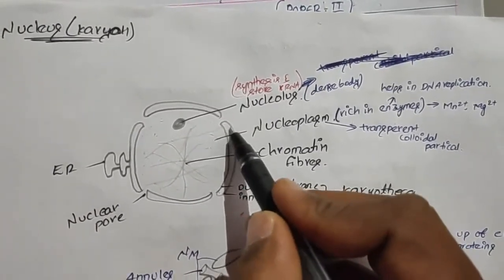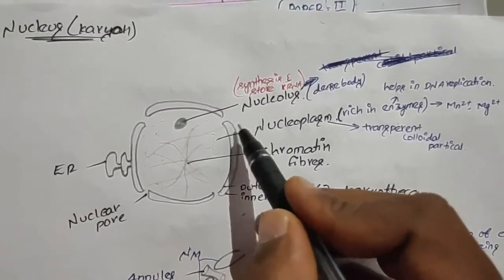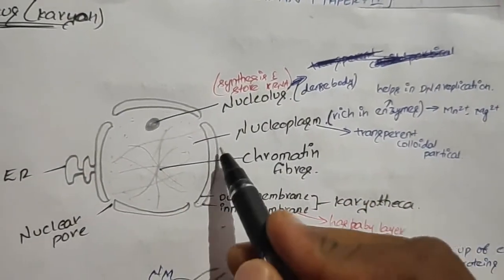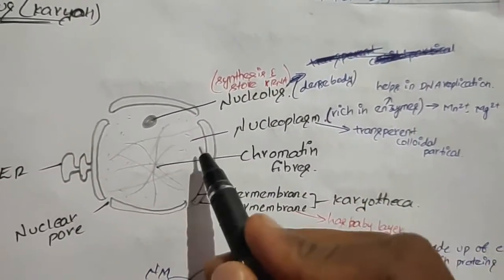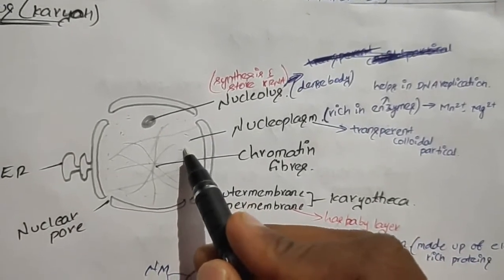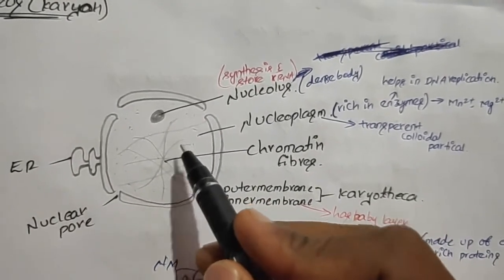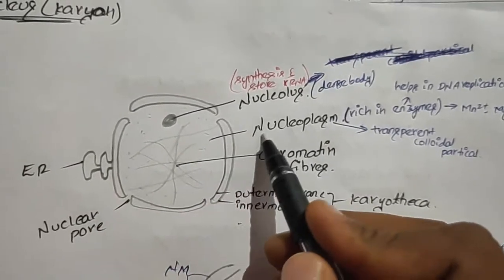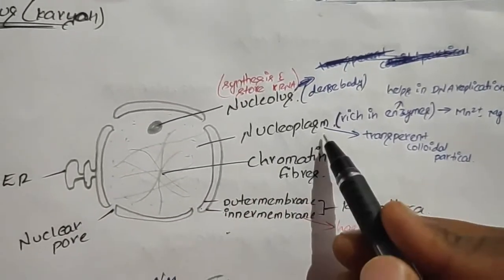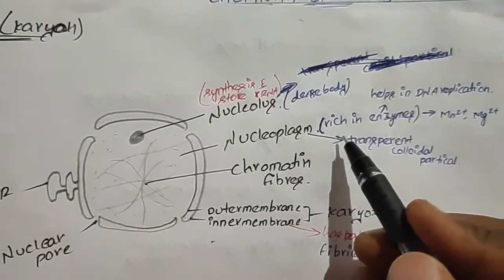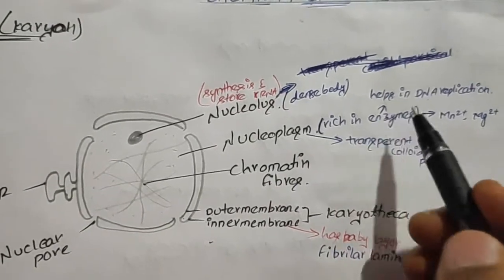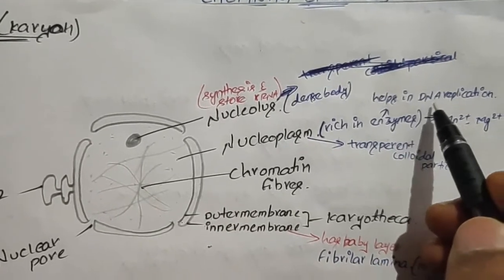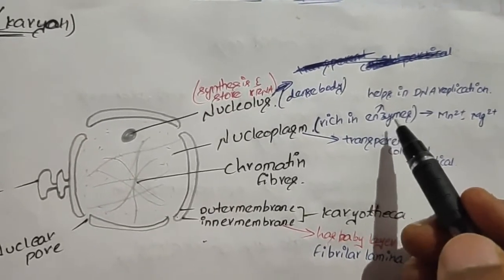The double membrane structure is known as the nuclear membrane. Next to this nuclear membrane is the nucleoplasm. It is a jelly-like material, or transparent colloidal material, filled inside the center of the nucleus, known as the nucleoplasm. This nucleoplasm contains many enzymes and helps in DNA replication. The enzyme that helps in DNA replication is DNA polymerase.